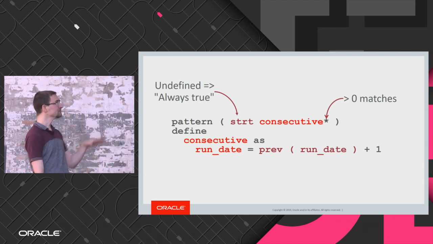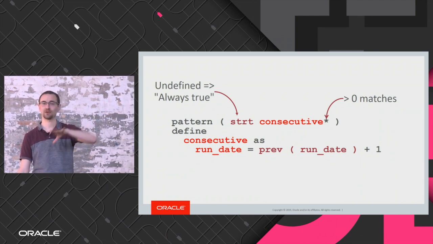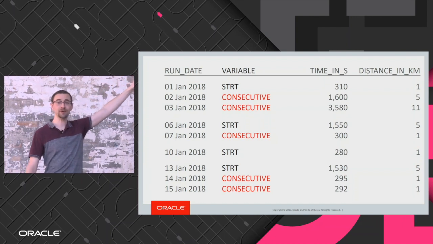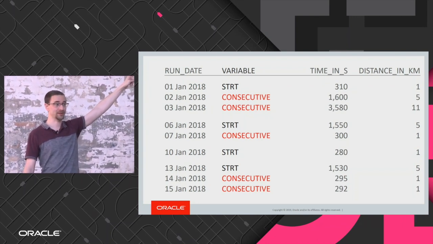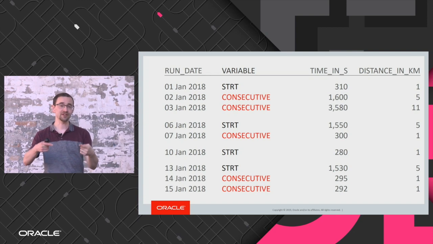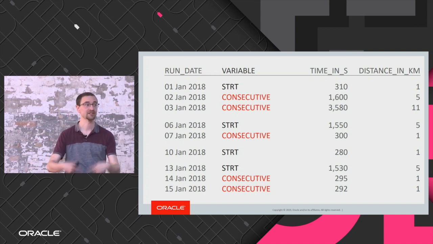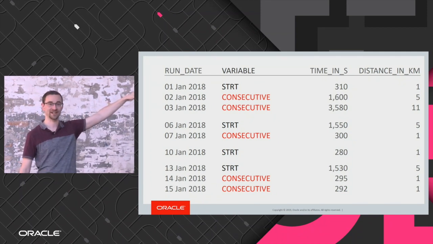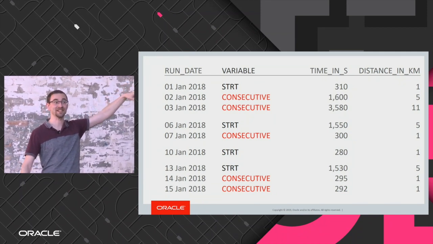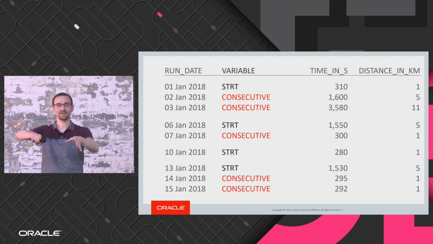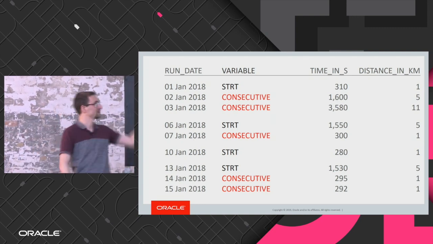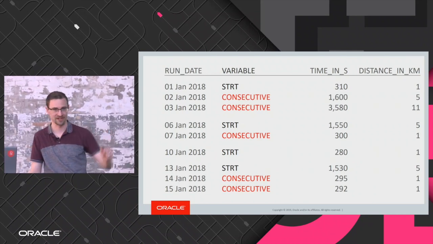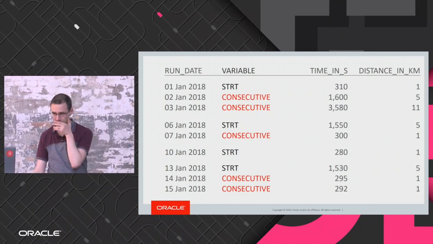So in terms of how these pattern variables match to our data set, we'll just have a look and see. We've got our first, always true, matches the 1st of January. Second is consecutive with the first, second's consecutive with the third, so they get the consecutive pattern variable. Then we get to the 6th of January. The difference between the 6th and the 3rd is not 1, so we've ended that first group, and we start a new group, which again goes back to our start pattern variable. And we repeat the process, keep going through our data until we've traversed the whole thing.